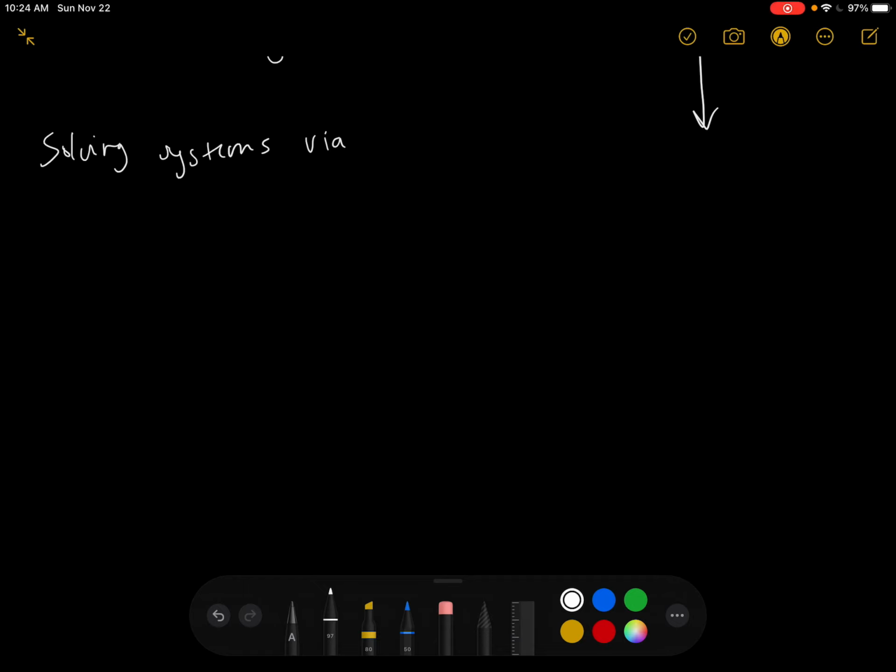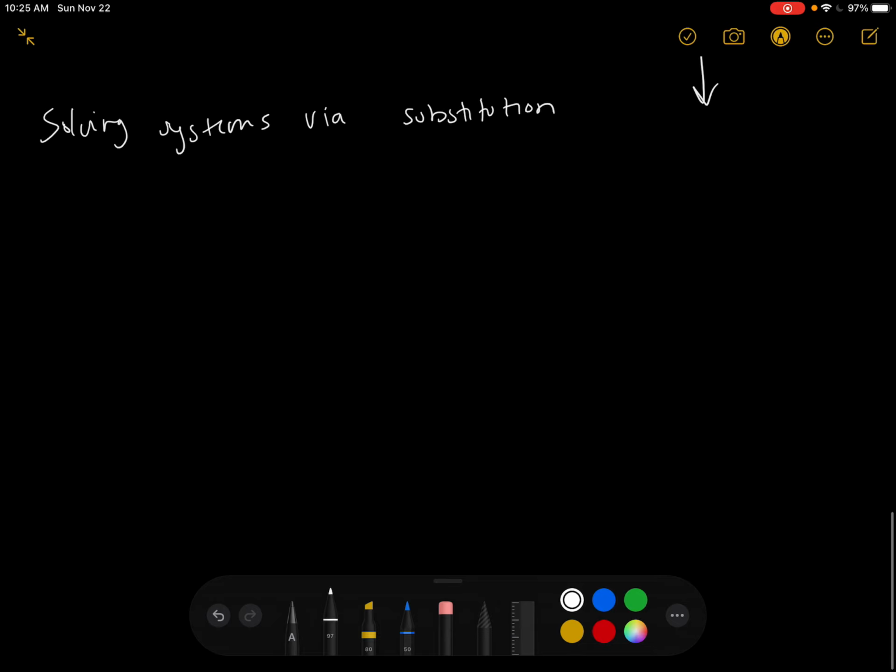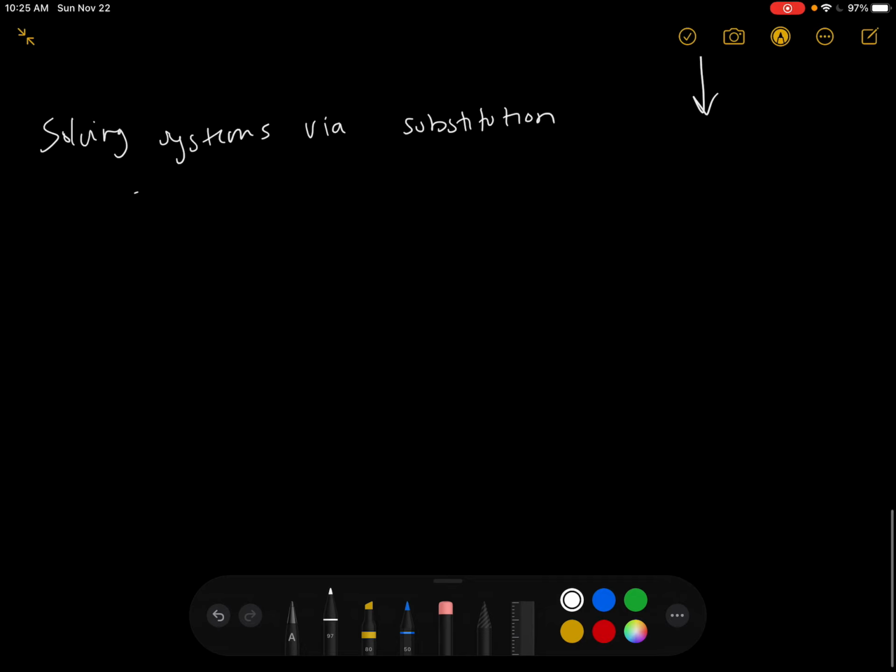So there's two ways to do it. The first way we're going to go over is called substitution. Okay. So again, you have to remember when we're solving a system, the answer is a point, right? So that means we're going to need to figure out an x value and a y value. We're trying to find out the point, right?